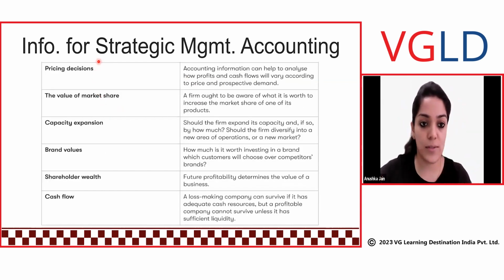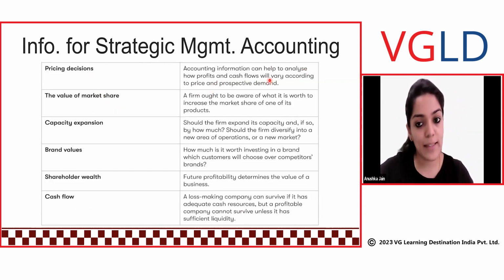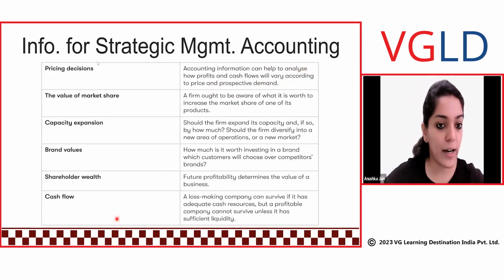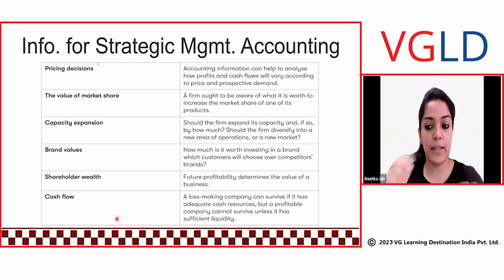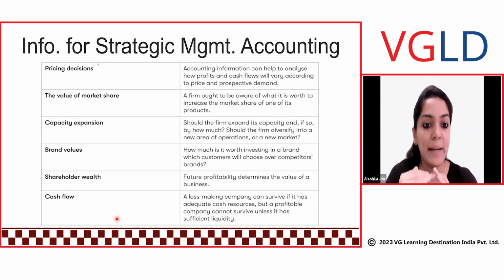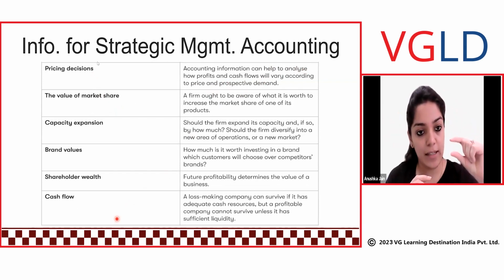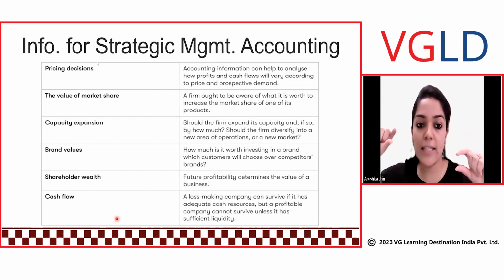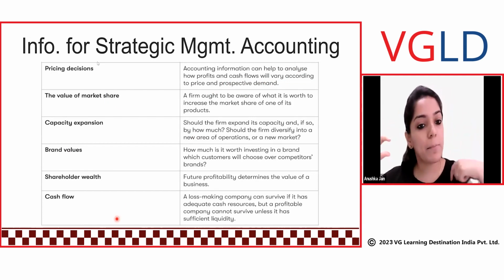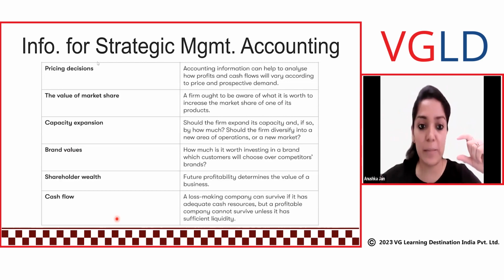Next is pricing decisions. Accounting information can help to analyze how profits and cash flows will vary according to price and prospective demand. So I was telling you the example of Pernod Ricard and McDonald's, right? So here there is a lot of liquor range, right? There are luxury brands, then there are premier brands. So there is segmentation done in the liquor industry. And for the luxury segment, if I have XYZ products, and then McDonald's also has products in the same segment, how is my pricing compared to what McDonald's pricing is?